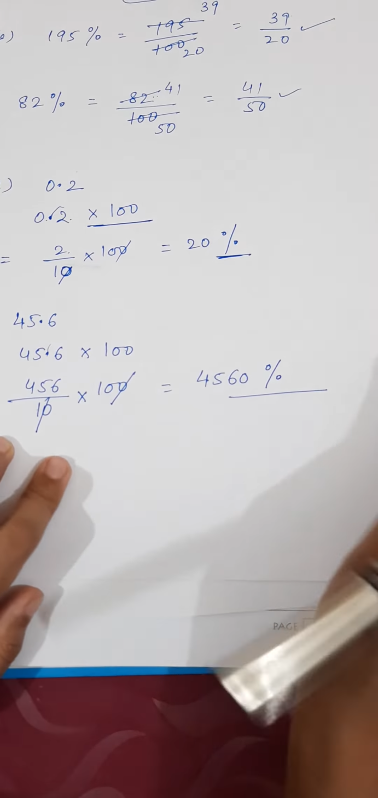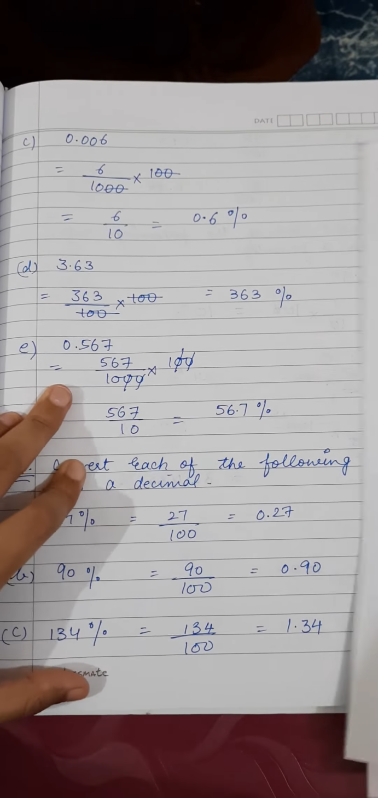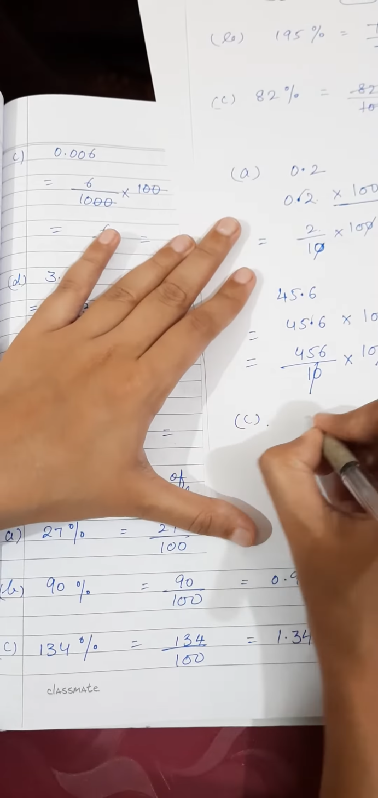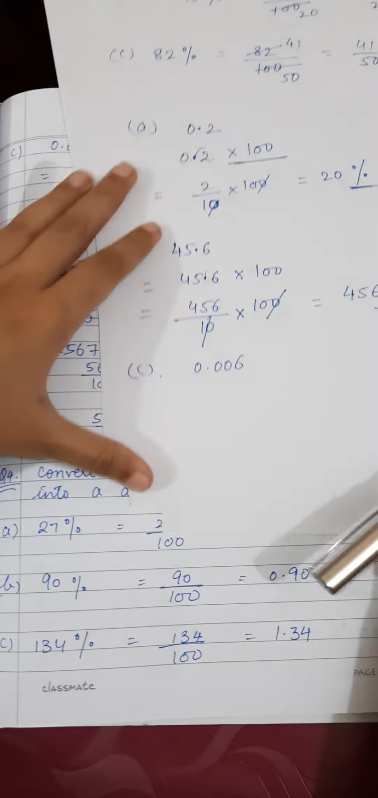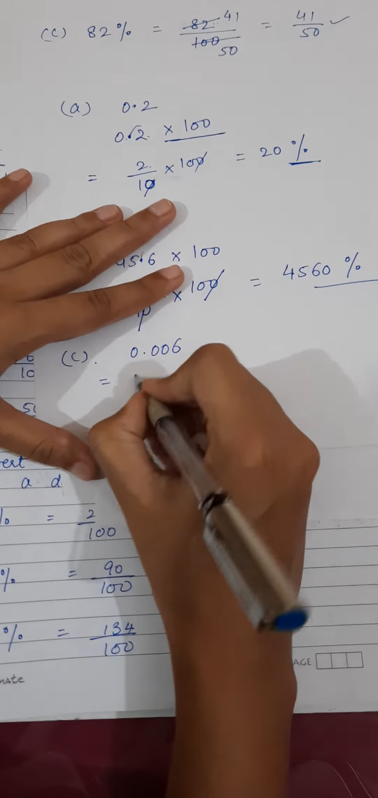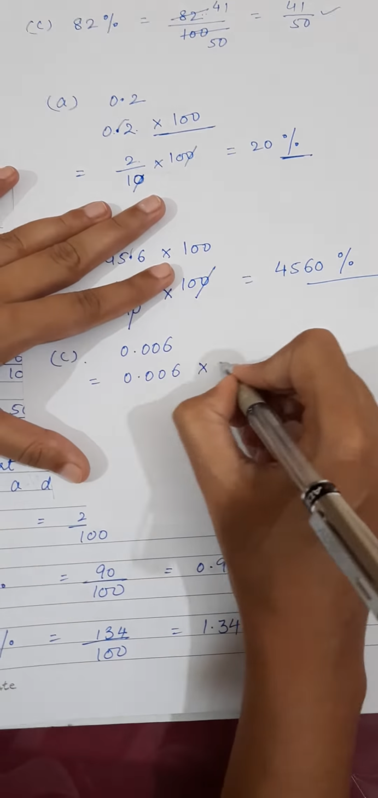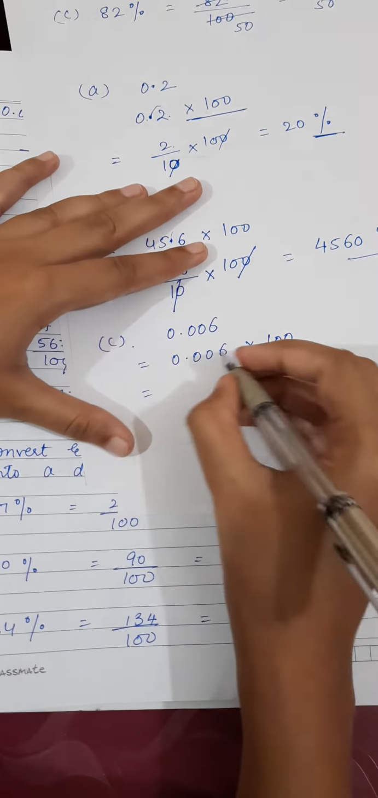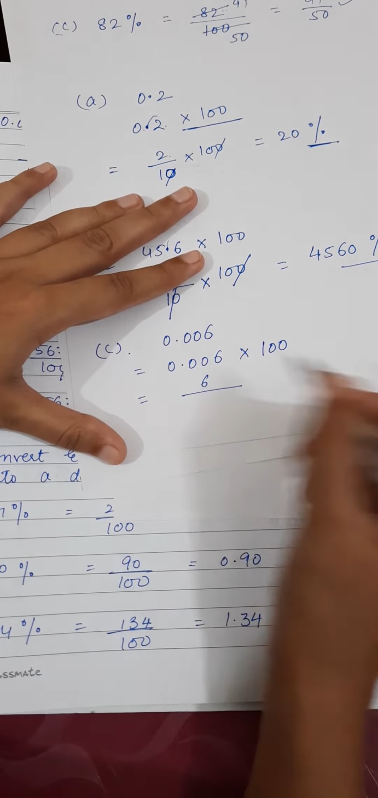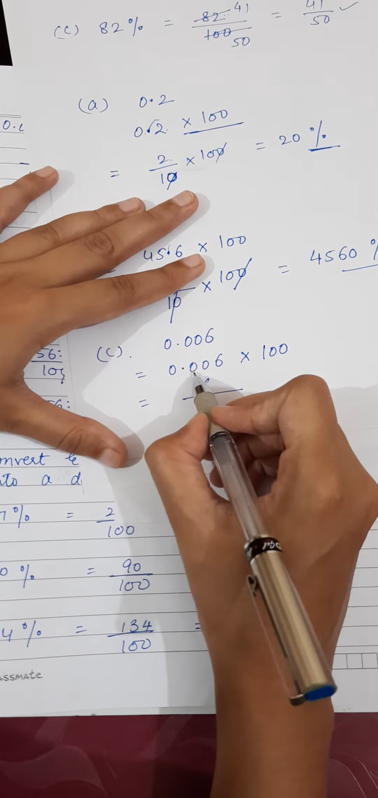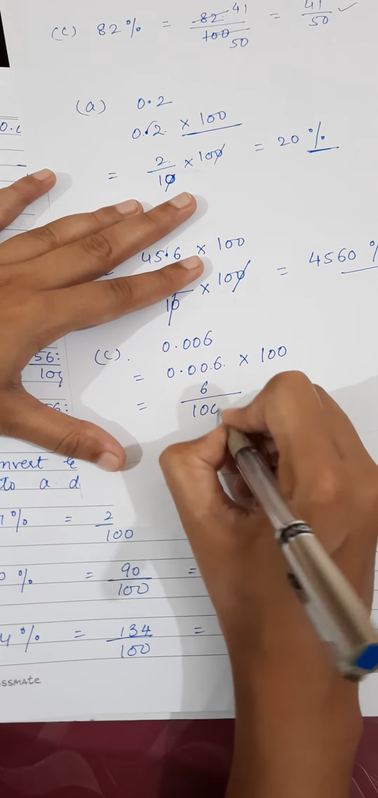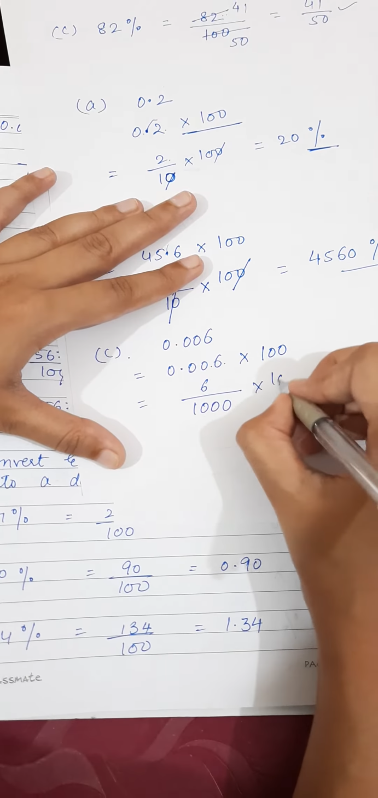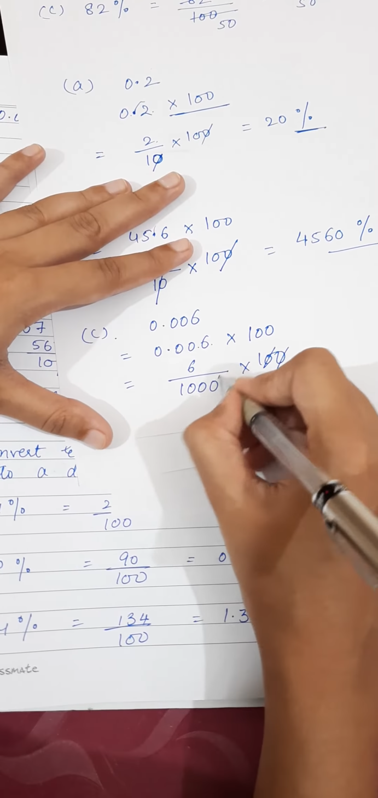4560%. Now let's do the C part. C part is 0.006. In this, again, 0.006 I am going to change to percent. To change to percent I am going to multiply by 100. Now 6 I am going to write as it is, and after the decimal how many digits are there? 1, 2, 3. So I am going to divide it by 3 zeros. Multiply by 100. 2 zeros cancel with the zeros.